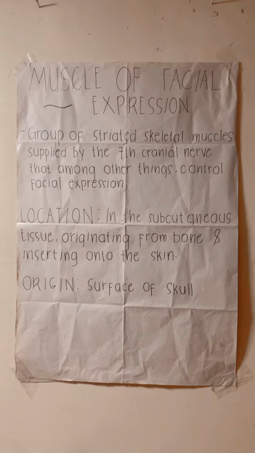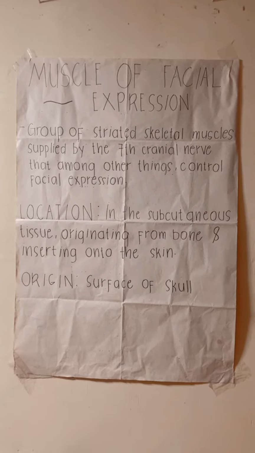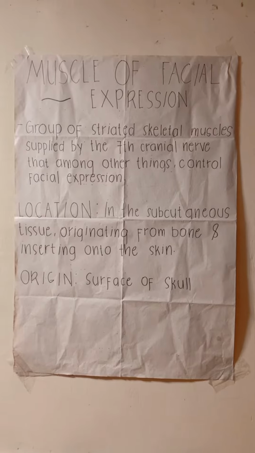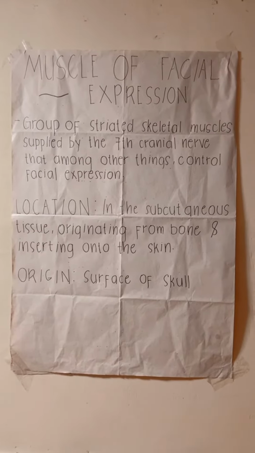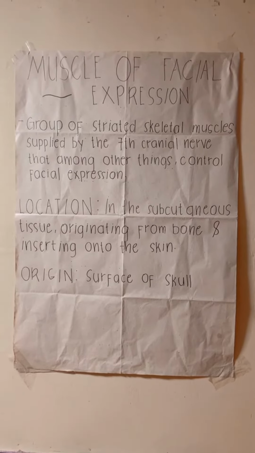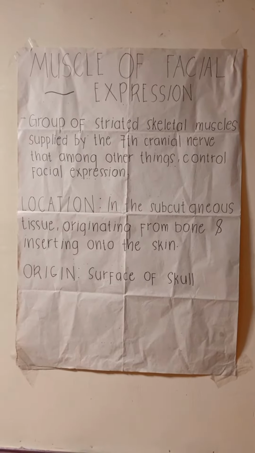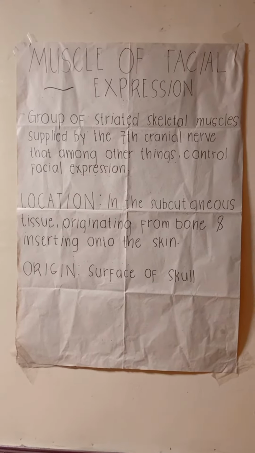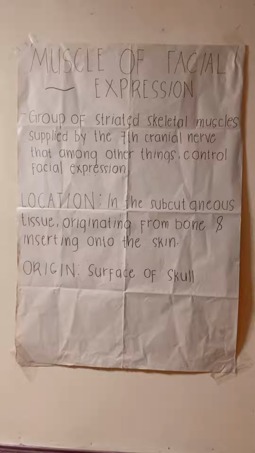The muscles of facial expression are a group of striated skeletal muscles supplied by the seventh cranial nerve, or the facial nerve, that among other things control facial expression. Their location is in the subcutaneous tissue, originating from bone and inserting onto the skin. Their origin is in the surface of the skull.